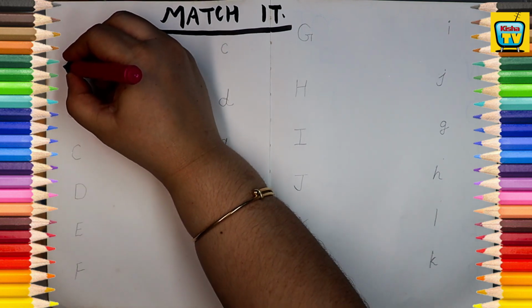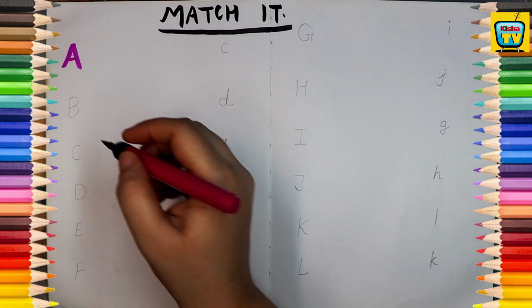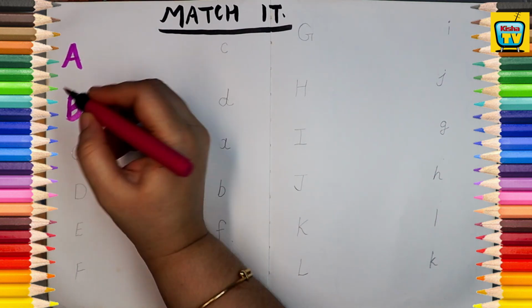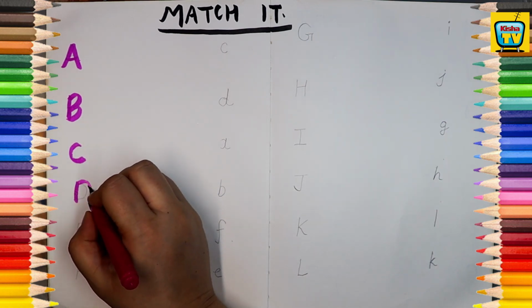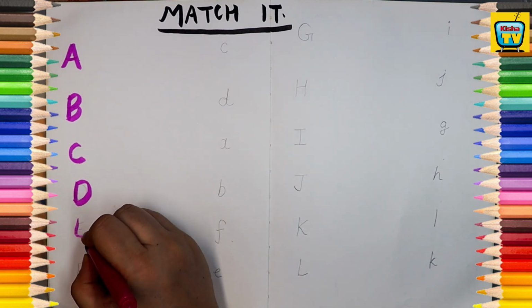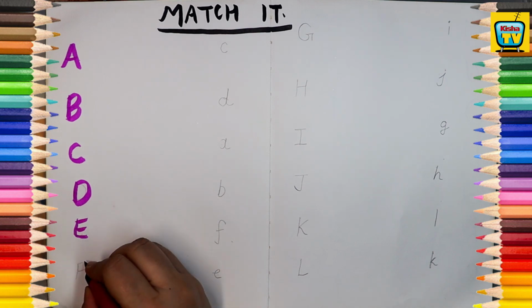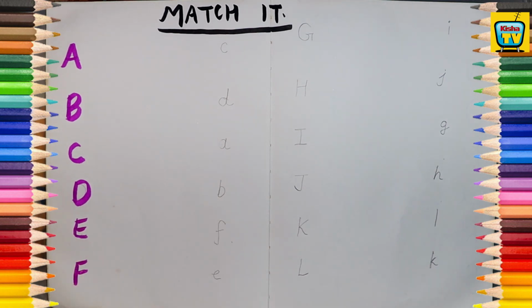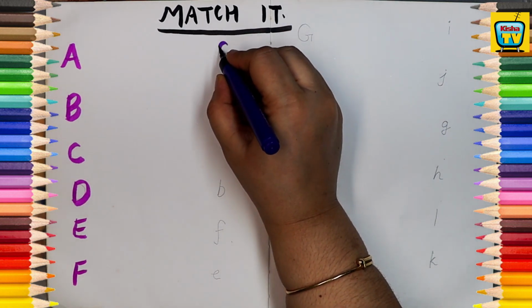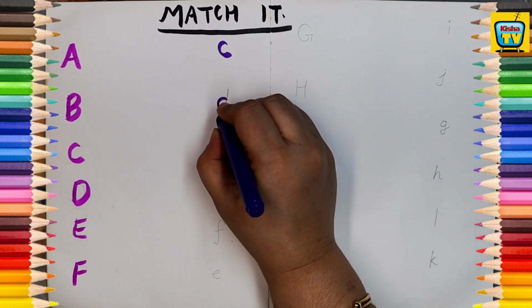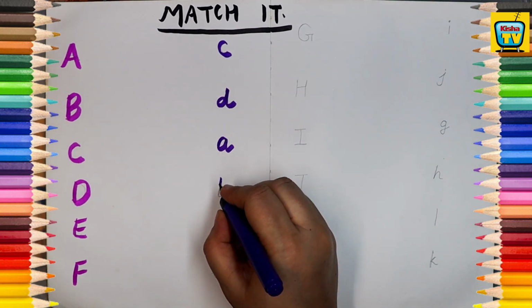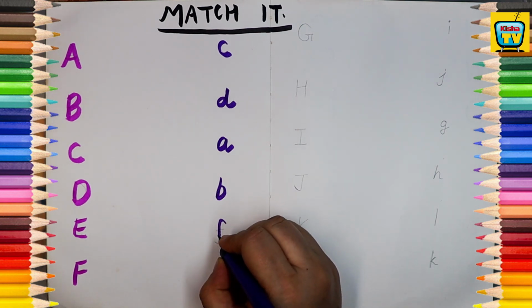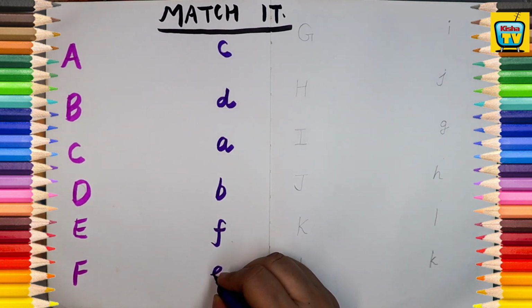So this is a big letter. B, C, D, E, F. C, D, A, B, F, E.